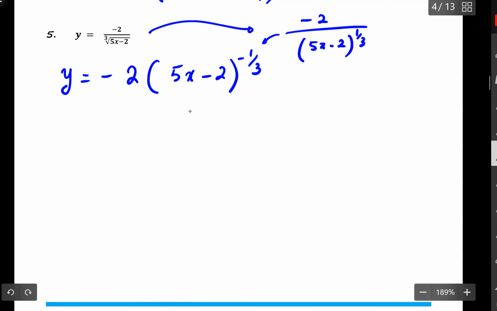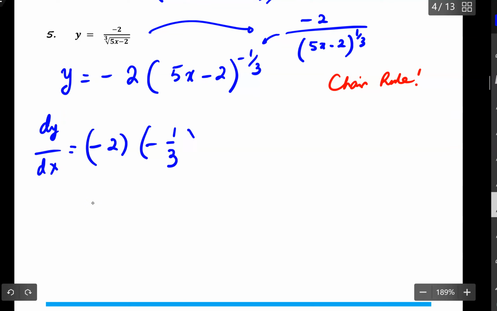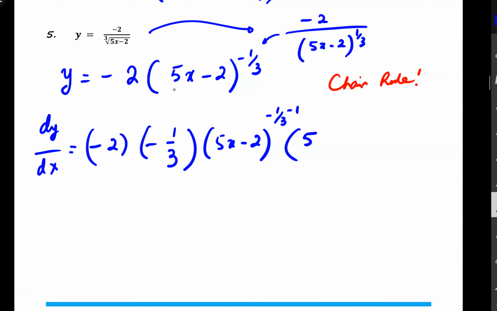So all I have to do now is just apply the chain rule. So the chain rule, dy over dx. Don't forget to write dy over dx because you are telling the reader that you are going to differentiate here. So negative 2 times negative 1/3 of 5x minus 2. I will take 1 away from this exponent, and then at the same time I would take the derivative of what is inside the bracket. Derivative of 5x, is that equal to 5, right? Because here it's 5, and the derivative of a constant is equal to 0.